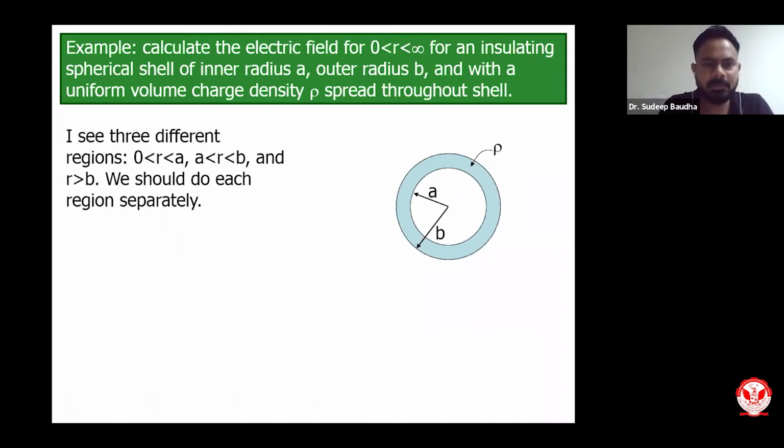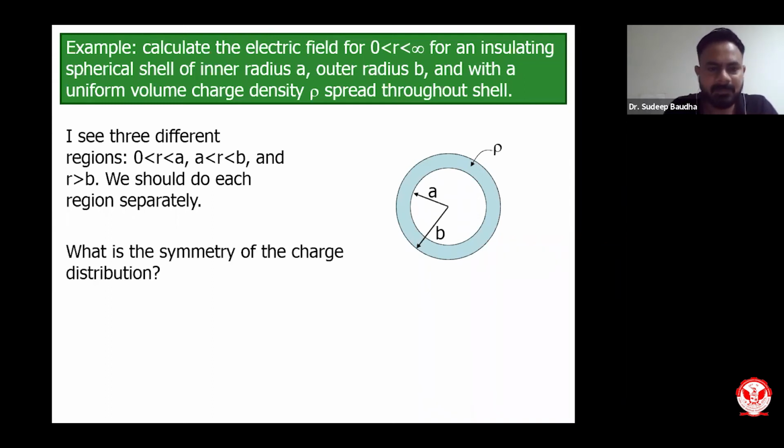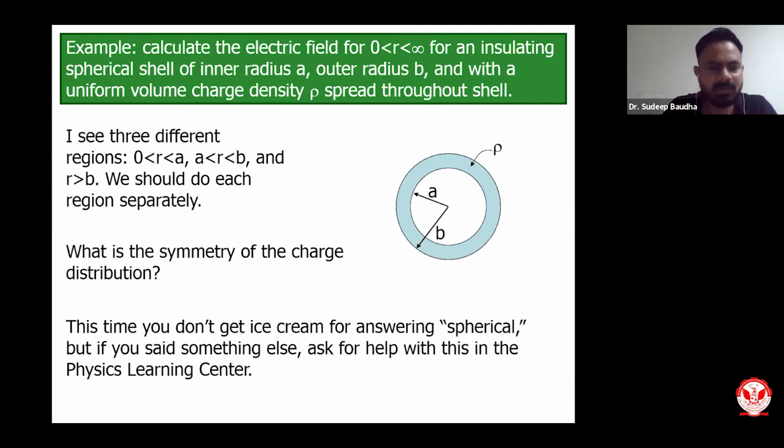So if I look from 0 to infinity, I can relate this with respect to three different regions. The first region is from 0 to slightly less than A. Then the second region is from A to slightly less than B. And the third region for this case is when R is greater than B. There are three regions which I can talk about, as you can see in the geometry. So the distribution of this particular symmetry is spherical.